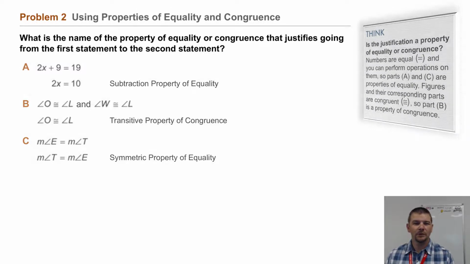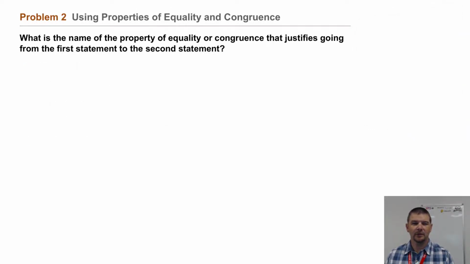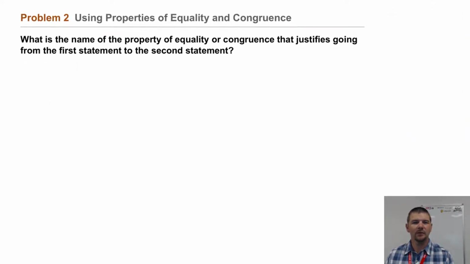Problem 2. Using properties of equality and congruence. What is the name of the property of equality or congruence that satisfies going from the first statement to the second statement? Part A. 2x plus 9 equals 19 becomes 2x equals 10. Well, notice what changed. We've subtracted 9 from each side. That's an example of the subtraction property of equality.